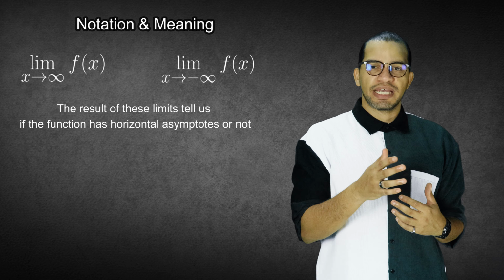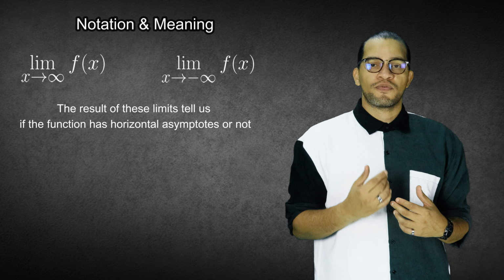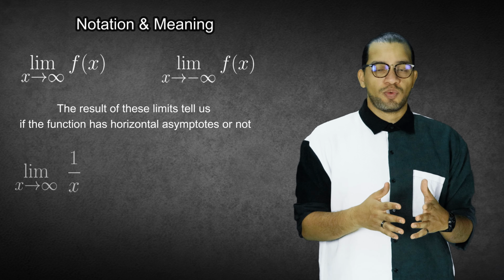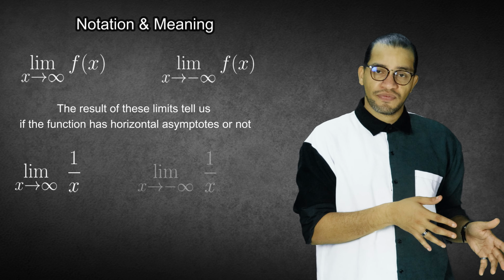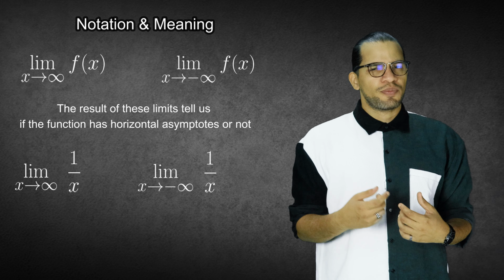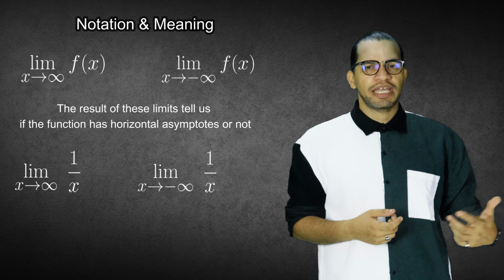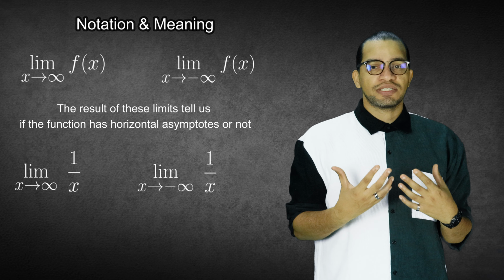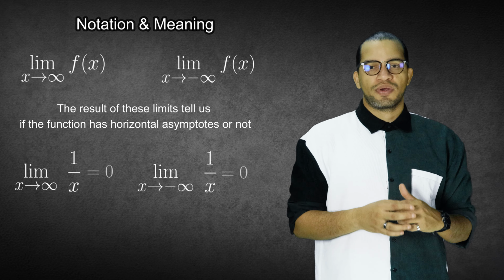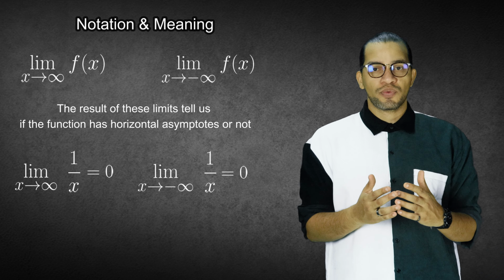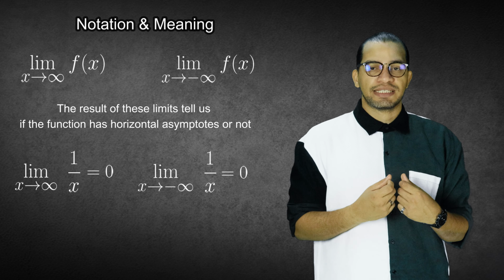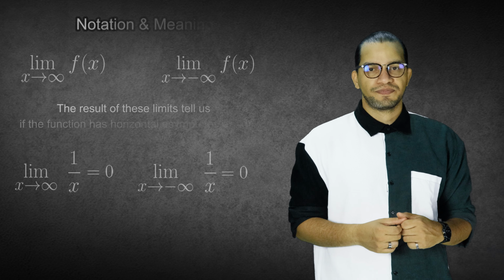For example, if we take into account the function 1 over x and we analyze the limit when x goes to infinity or minus infinity of such a function, either by looking at the table or by looking at the graph, we notice that such limits go to 0. So we can say that 0 represents a horizontal asymptote for such a function.